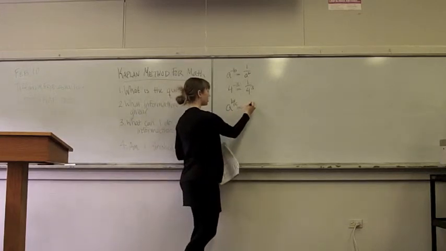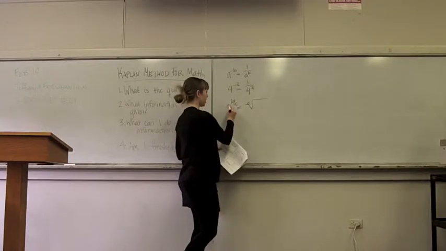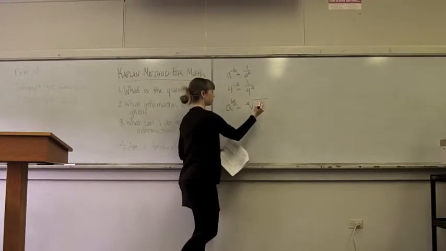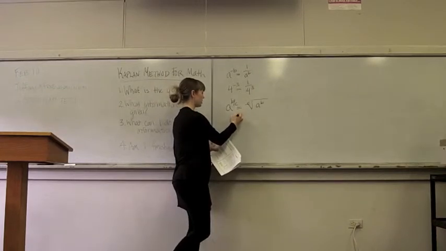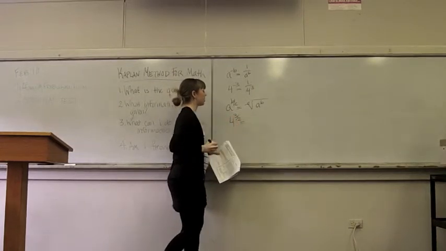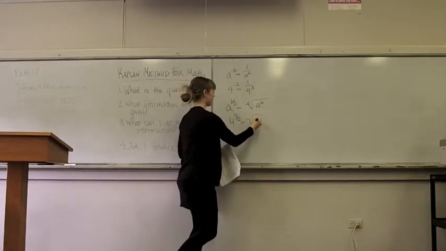So the bottom one goes in the elbow here, the root sign. A to the B goes on the inside. So 4 to the 3/2, what are we going to have there? The square root of 4 to the third. Yes, very good.